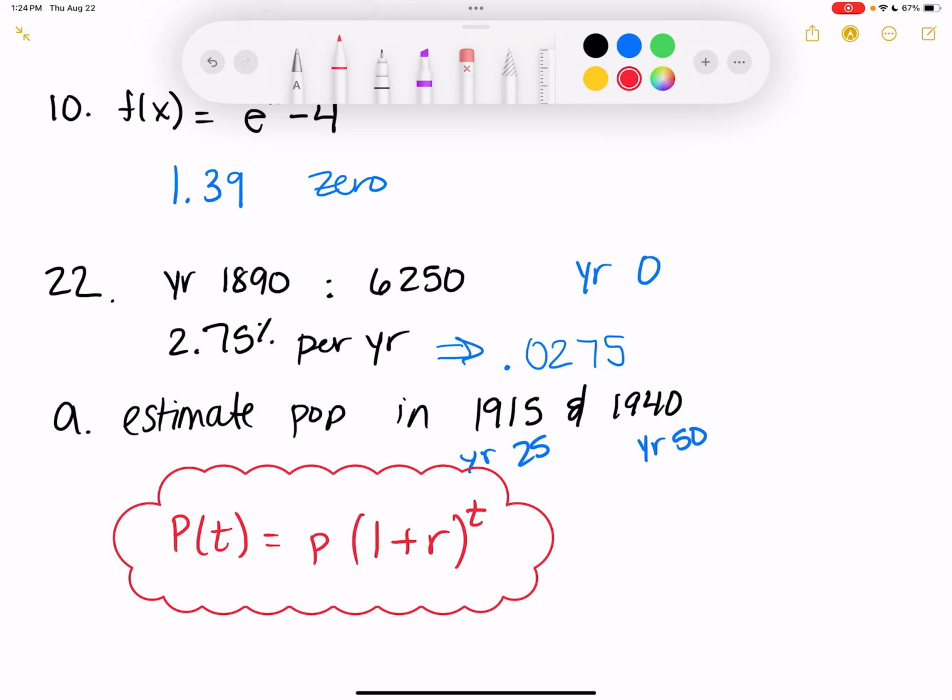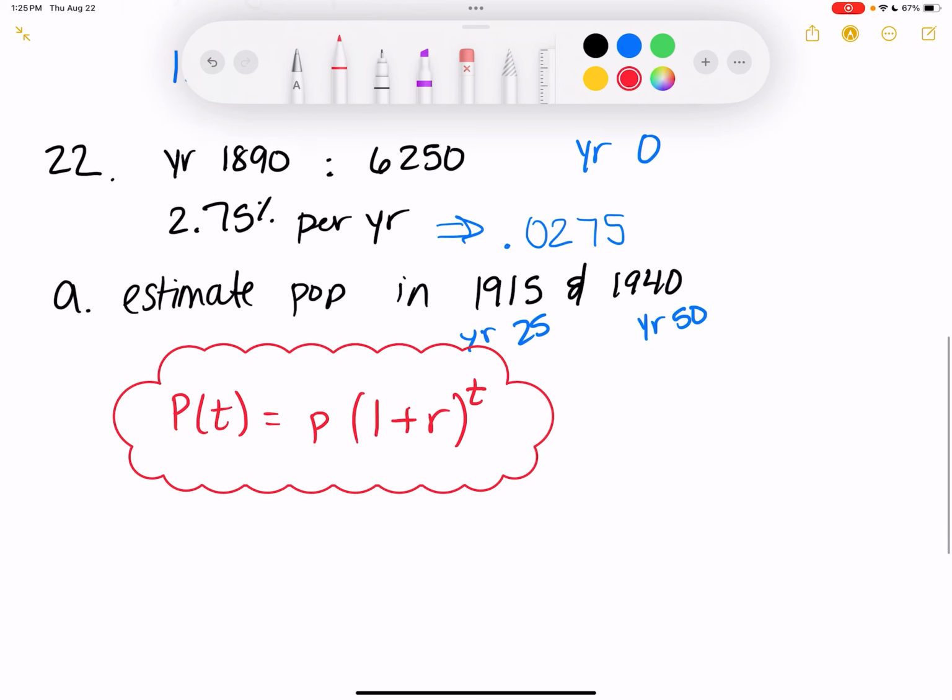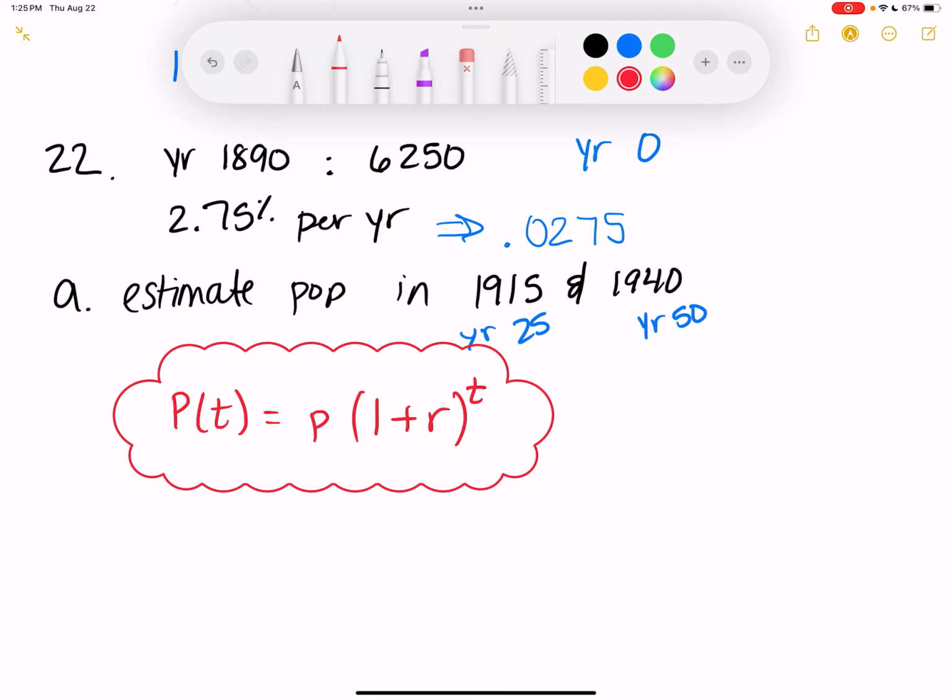Okay. So I'm gonna plug in stuff. My initial amount at year 0 is 6,250. So that is gonna be P. So we've got 6,250 times 1 plus R, which is 0.0275.